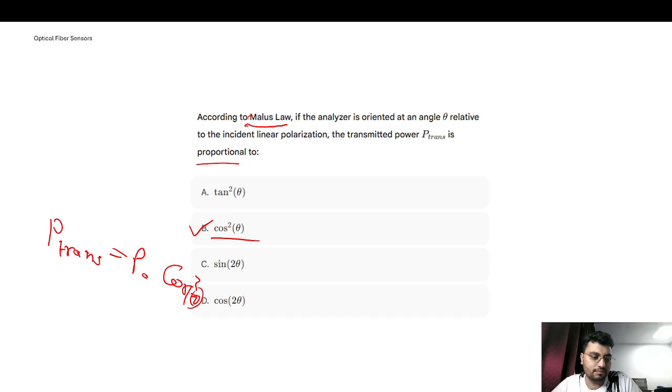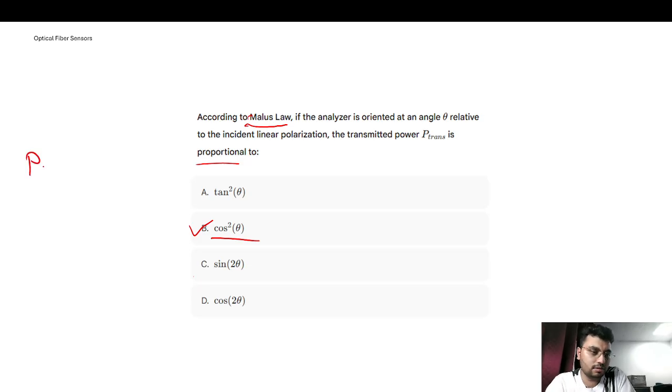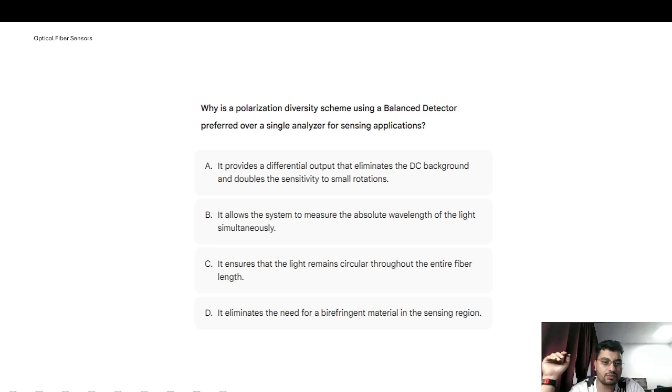I'm not able to write properly on the screen. I try to write like this. P trans is equal to P naught cos square theta. Okay, going towards the next question.